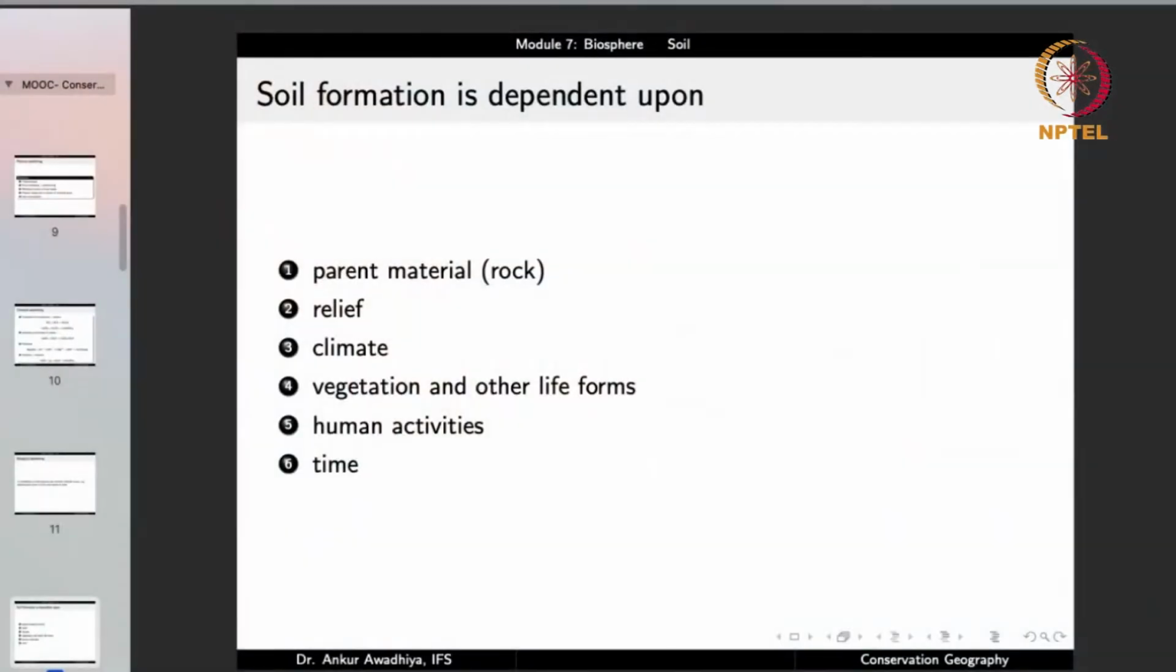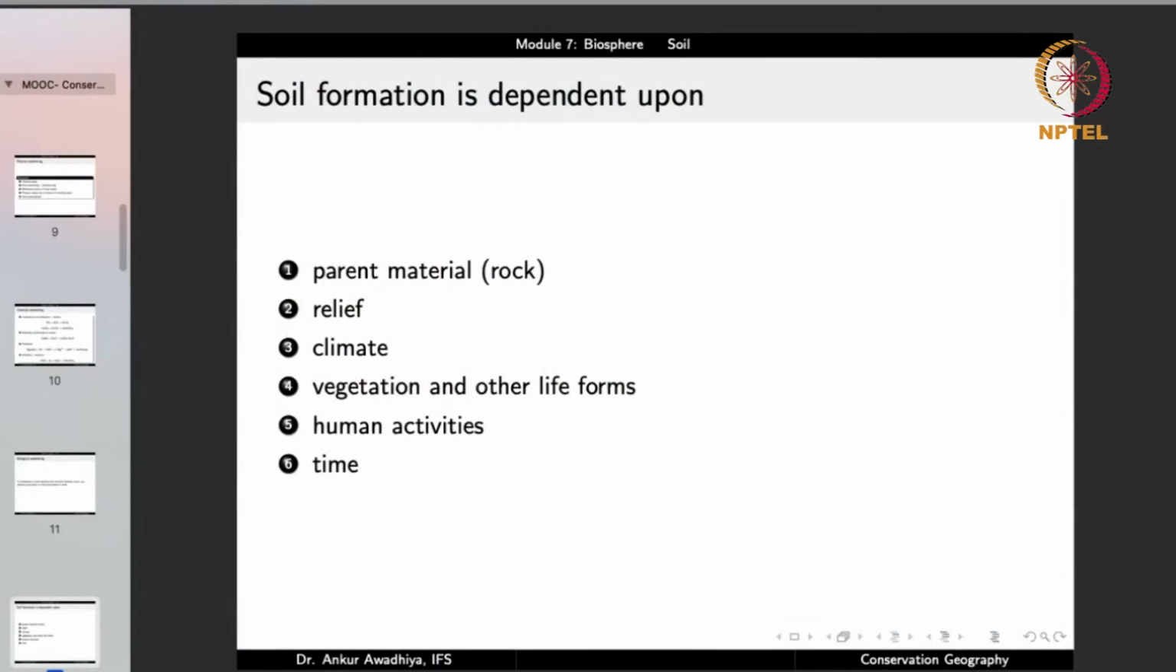smaller fragments. So it is possible that you have a rock, you have good agents of weathering, but still you do not find the rock getting weathered because this area has just come up. The rocks were not exposed to the agents of weathering for a very long period of time. And with time, these rocks will also get weathered. So time is a very important factor in soil formation.